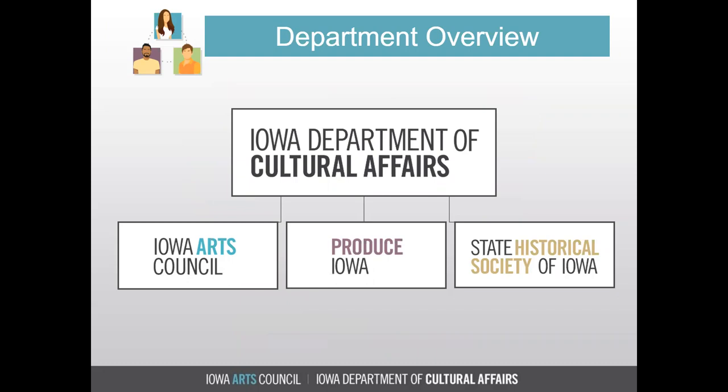The department impacts Iowans through the State Historical Society of Iowa, the Iowa Arts Council, and Produce Iowa, the State Office of Media Production. The Iowa Arts Council is the arts arm of the department, and our mission is to cultivate creativity, participation, and learning in the arts. We administer funding, networking, and learning opportunities that support arts and culture in Iowa, and this includes the Iowa Great Places program.